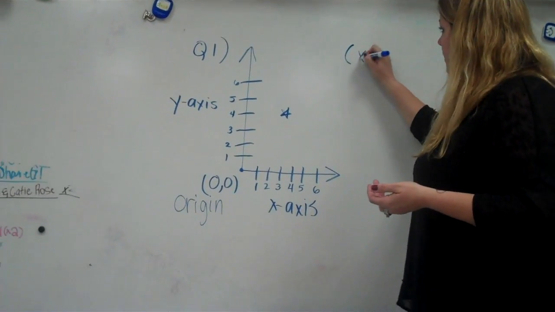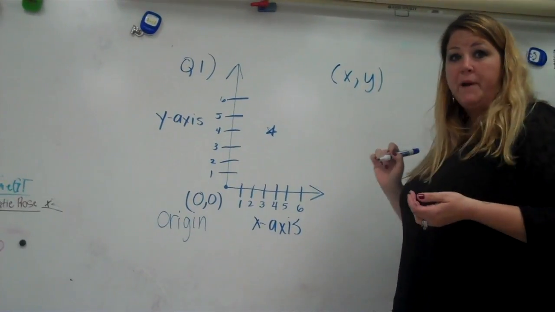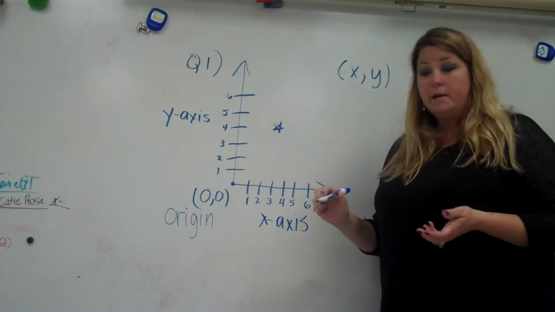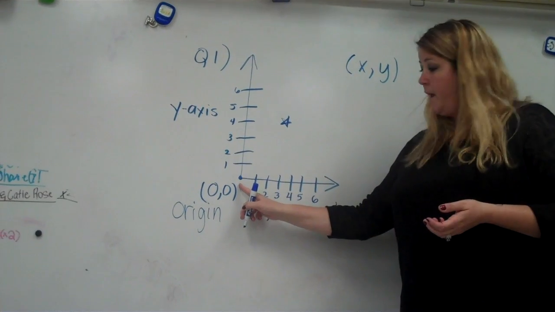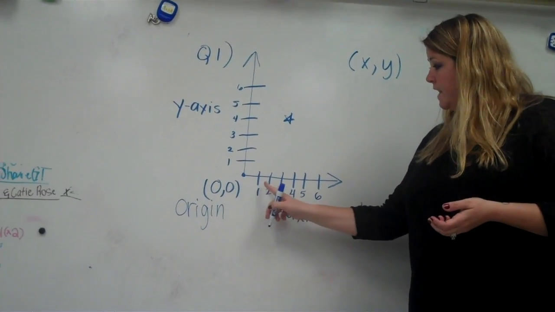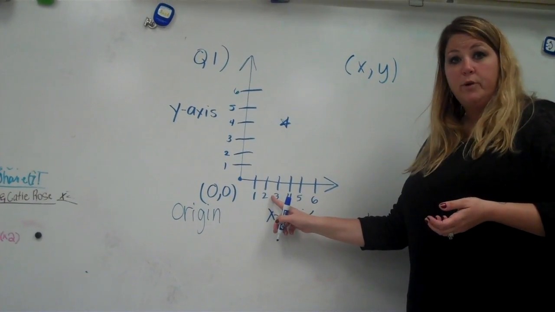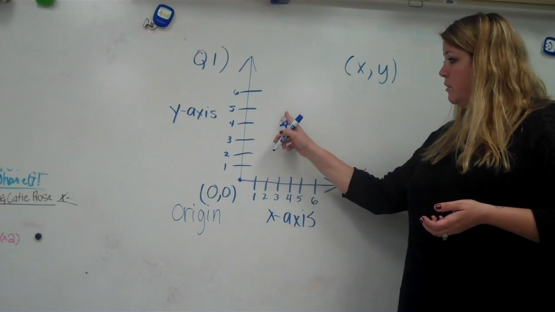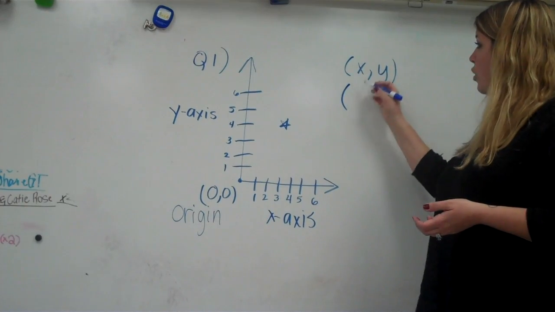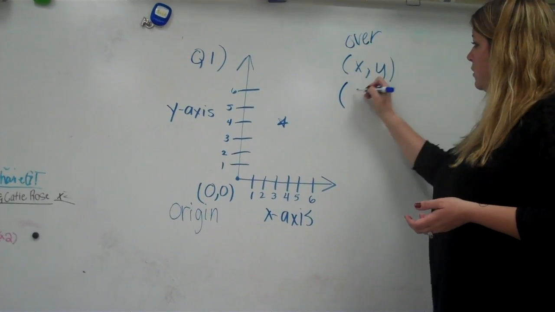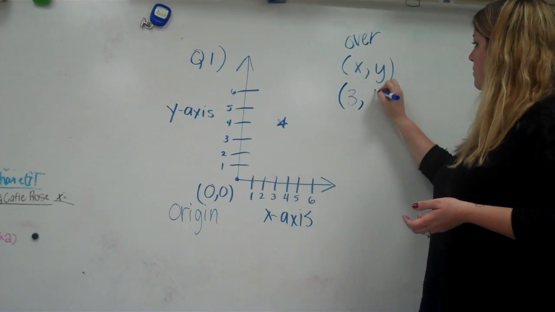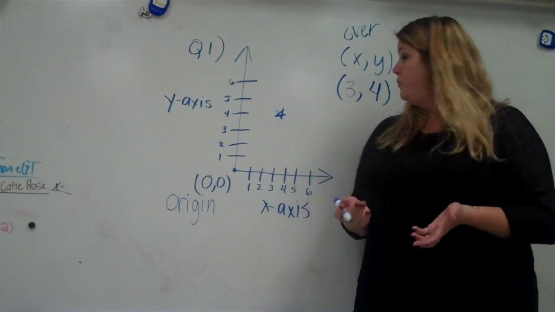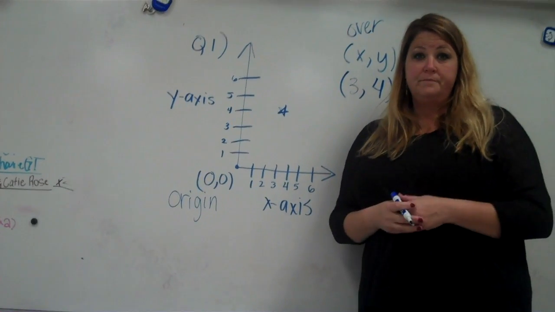With my ordered pair looks like (X, Y). Alright, so starting at my origin, (0, 0), I'm going to move over on my x-axis 3 points, and then I'm going to move up my y-axis 4 points. So I've moved over 3, and I've gone up 4 to make my ordered pair for the star, (3, 4).